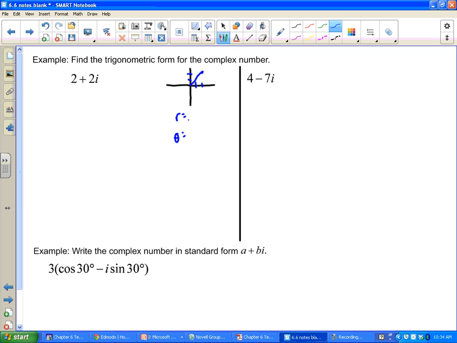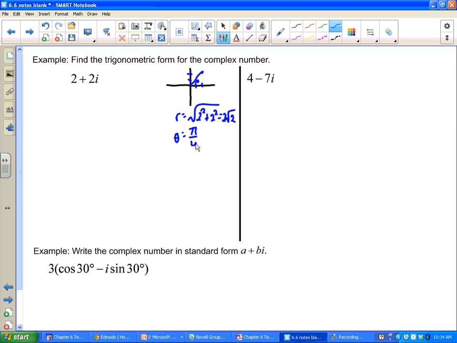R we're going to get by doing the square root of a squared plus b squared. So 2 squared is 4, 4 plus 4 is 8, so we're talking about the square root of 8, which, if I simplify it, is 2 square roots of 2. Okay, theta: we can find it by doing the inverse tangent of b over a, but hopefully we are making the connection right now. I went 2 right, 2 up. That should be a 45-degree angle, or we're probably going to want to put that in radians. 45 degrees in radians would be pi over 4.